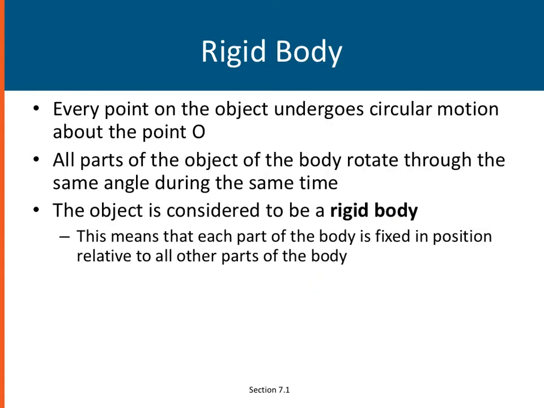The definition of a rigid body, which we are going to be using throughout this chapter, is that every point on the object undergoes the same circular motion about the point O, which is basically just the center. So that just means that all the parts of the body rotate through the same angle during the same time. It's considered to be rigid because every part of its body is fixed relative to the other parts of the body. So you're not going to have the inside part moving through more angle than the outside part. They're all going to stay within the same relative position of each other.